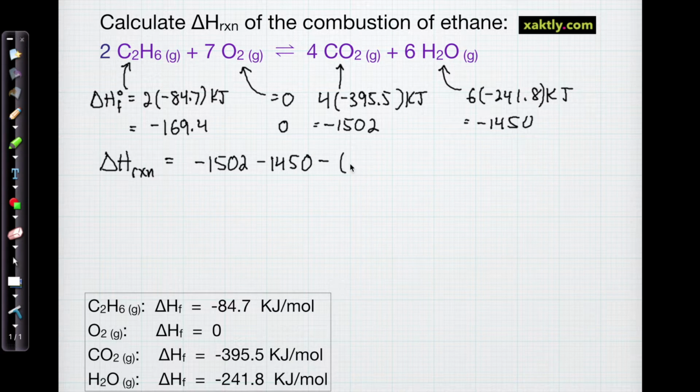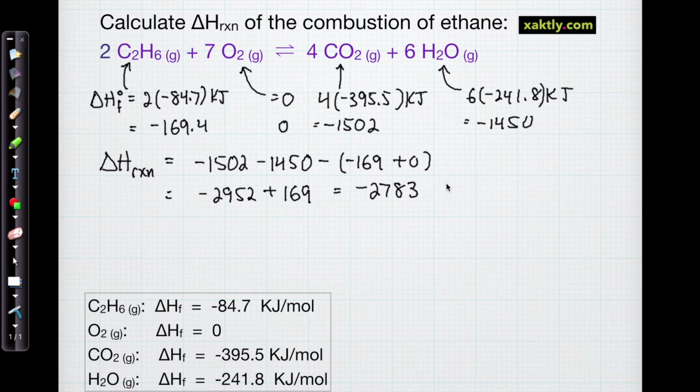That's a mouthful. The main thing you want to do here again is just keep track of the signs, and all these enthalpies are negative, so these signs really matter. So the first two numbers are minus 2952, and then we have to add that 169. And so the total delta H of the reaction is minus 2783 kilojoules.